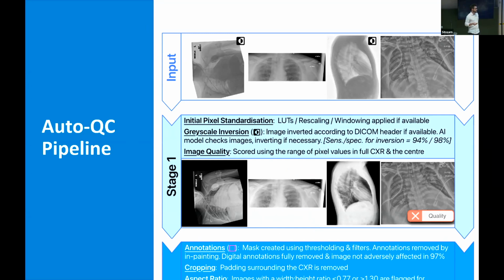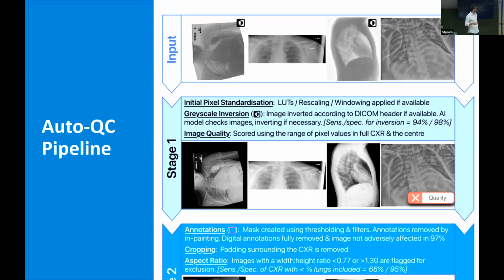We rate image quality by looking at the range of pixel values in the whole image and the center of the image. And we also noticed about half the images had inverted grayscale, half had the grayscale you would expect. You can see a couple of images up there where the body's black and the air is white, which is the reverse of what we'd hope to see. So that is step 1.